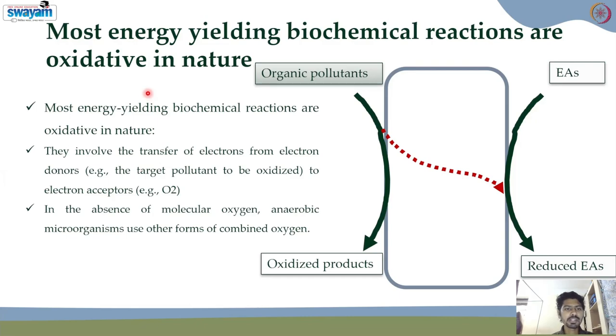So as we have seen, most of the bioremediations are energy yielding biochemical reactions, and most of them are oxidation in nature. Oxidation means they tend to lose the electrons. So the microorganism will tend to oxidize these organic pollutants into products, and they transfer these electrons to the electron acceptor, which tends to reduce. So once again, in the absence of molecular oxygen, anaerobes use other forms of electron acceptors like nitrates, sulfates, CO2, etc.